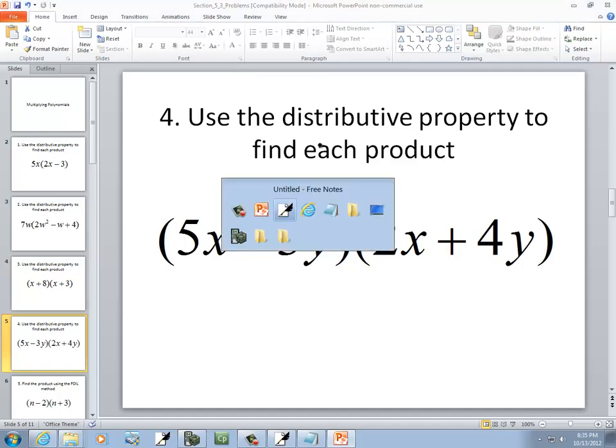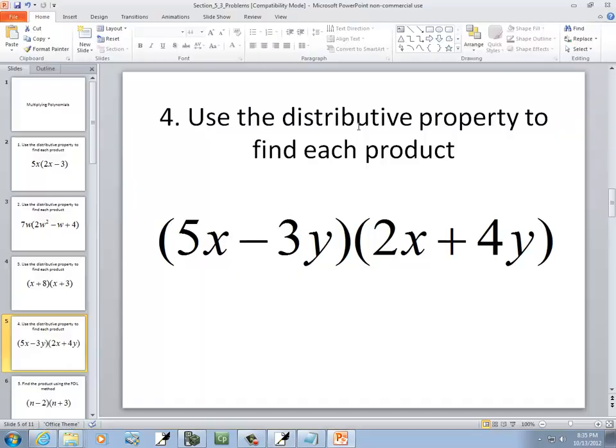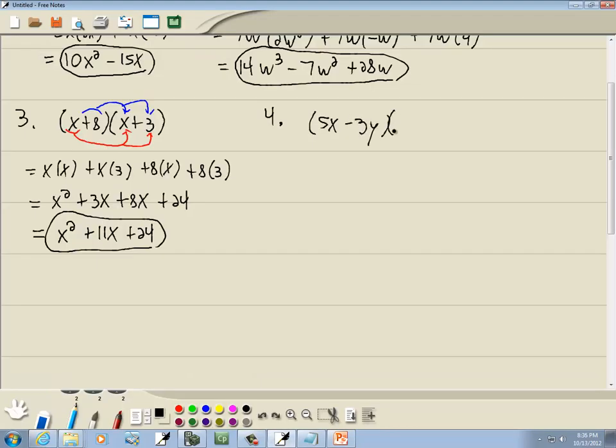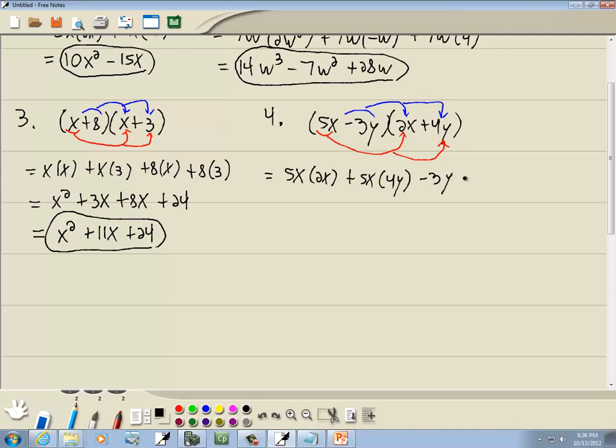Let's look at another one. So we got 5x minus 3y times 2x plus 4y. So we'll take our first term in our first parentheses, the 5x, multiply it times the 2x and times the 4y. Then we'll take our second term, the negative 3y, and multiply it times the 2x and times the 4y. Let me write out what I just said. 5x times 2x, 5x times 4y, negative 3y times 2x, and negative 3y times 4y.